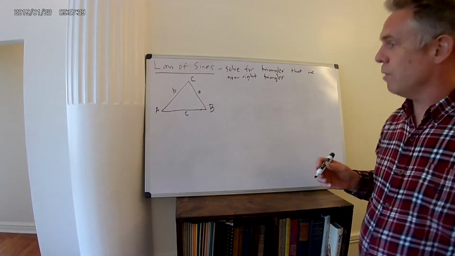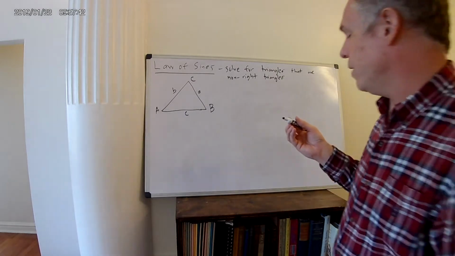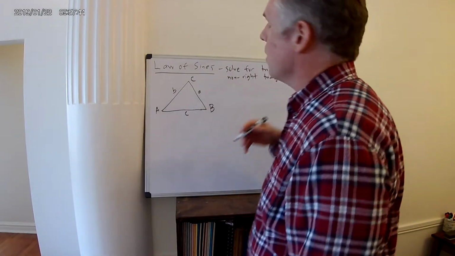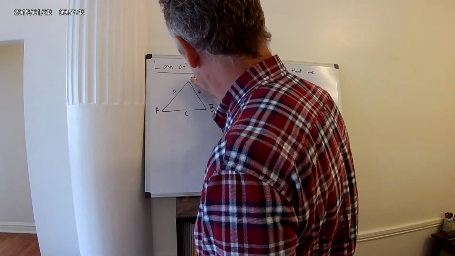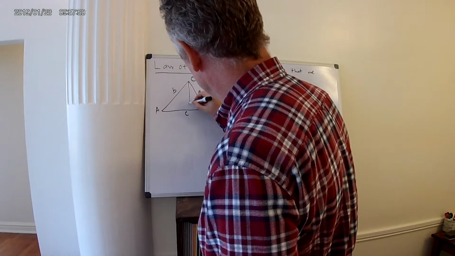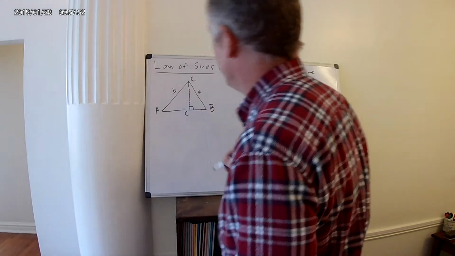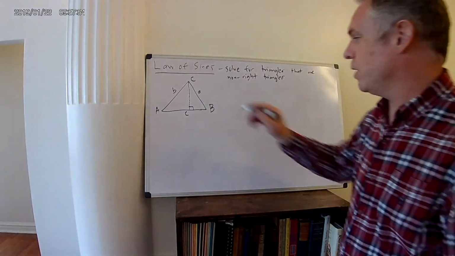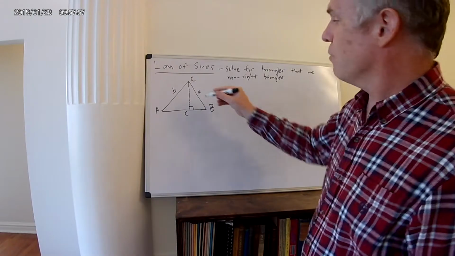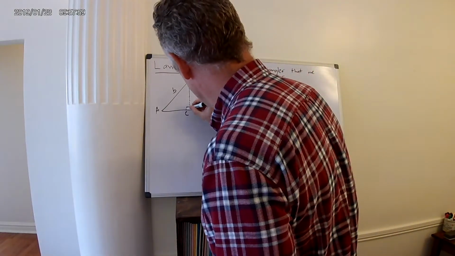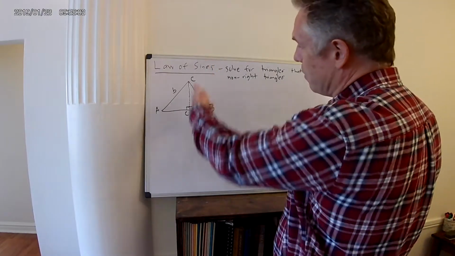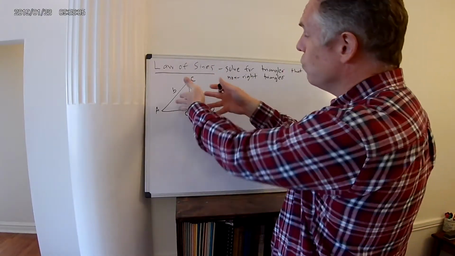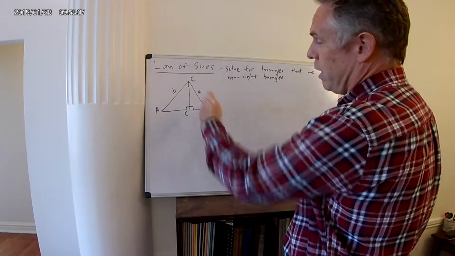So this is a triangle. It's non-right. How do we solve it? We're going to derive the law of sines here. And to do that, what I'm going to do is drop down a fictitious line that is perpendicular to side length c. So now I've created some right angles here. So I've taken one triangle that was non-right, and by dropping down this perpendicular line, I've created two right triangles, one here and one here.